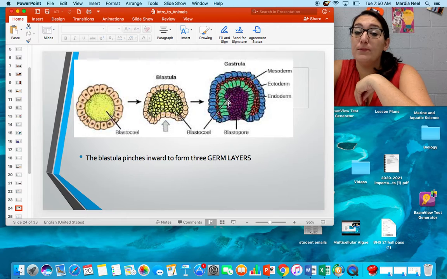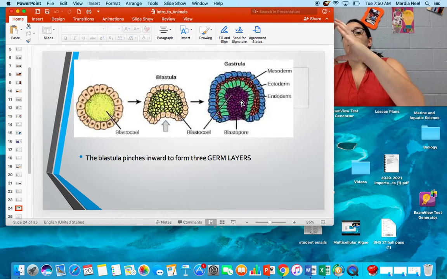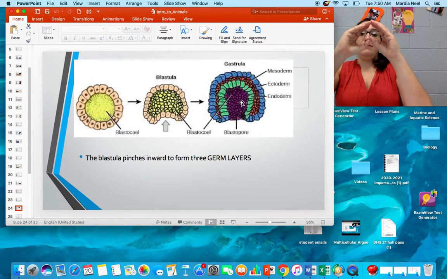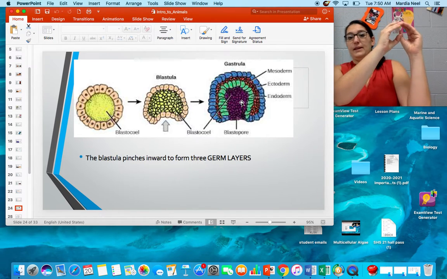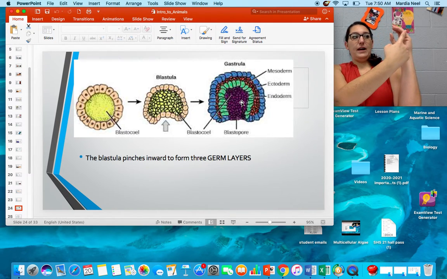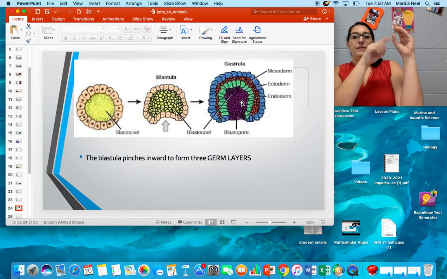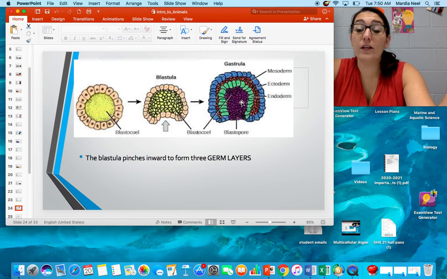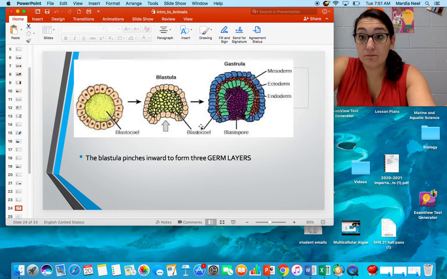And then you've got this blastopore or this hollow area in the middle. So essentially it starts out as a round body of cells and then it caves in. I guess you can't see my hands that well. There we go. It caves in and now you've got these three layers. The outside, your ectoderm, your mesoderm, your endoderm. And this area in the middle would be the blastopore. It literally looks just like a deflated ball.